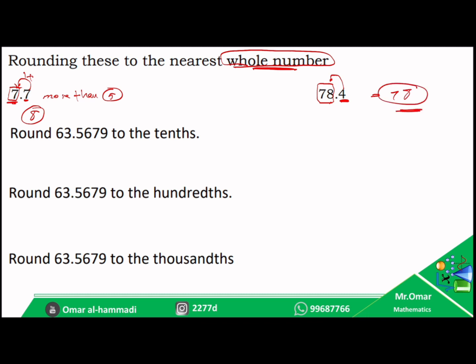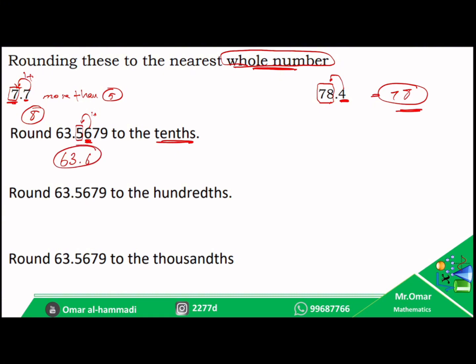But round 63.5679 to the tenth. What do we mean by tenth? Which means one decimal place only. So we will draw a square or a triangle around this one decimal place. For the first one, 5. And we will see 6. This is more than 5. It will give us plus 1. So it will be 63.6.